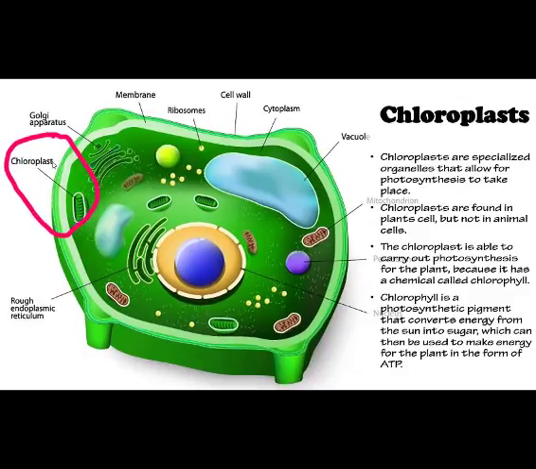Chloroplasts are specialized organelles that allow for photosynthesis to take place. Chloroplasts are found in plant cells, but not in animal cells. The chloroplast is able to carry out photosynthesis for the cell because it has a chemical called chlorophyll. Chlorophyll is a photosynthetic pigment that converts energy from the sun into sugars that can then be used to make energy for the plant in the form of ATP.